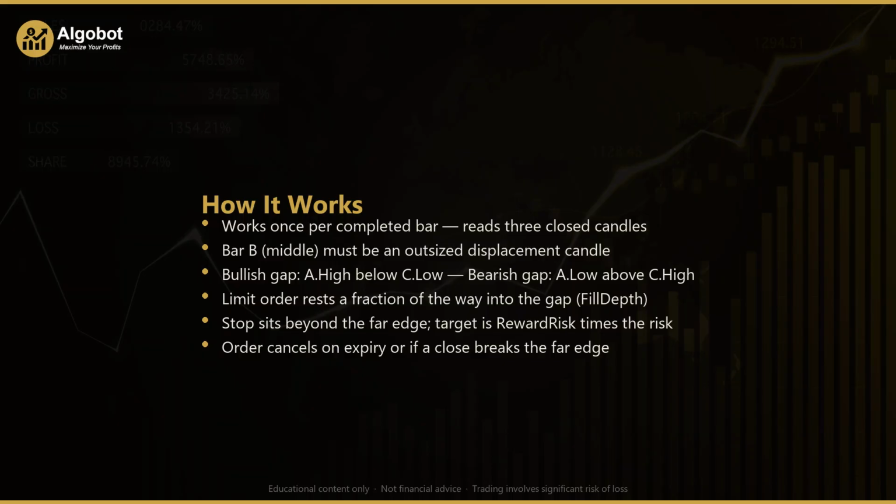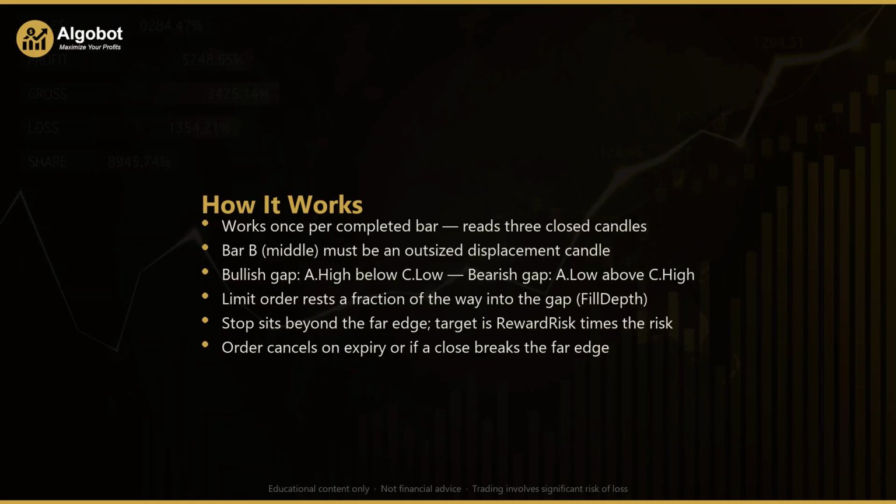The protective stop loss is parked just beyond the far edge of the gap, buffered by a fraction of the gap's size. From there, the risk is simply the distance between the entry and the stop, and the take profit is set at a fixed multiple of that risk, 2 times by default. Finally, there's order hygiene. The strategy only ever manages one setup at a time. If the limit order isn't filled within the expiry bar's window, 6 bars by default, it gets canceled.